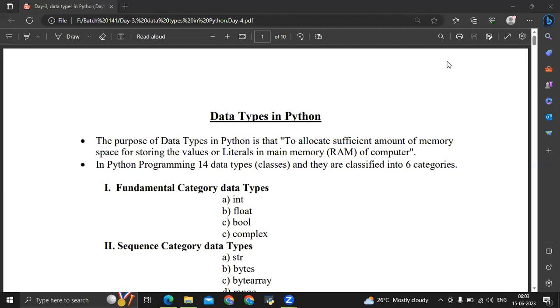Student, today is our day three. We have already discussed the history of Python. After that, we discussed the versions of Python. Then we discussed the features of Python. So today we are going to start a new topic, data types in Python.